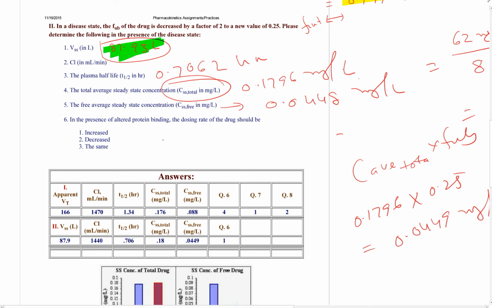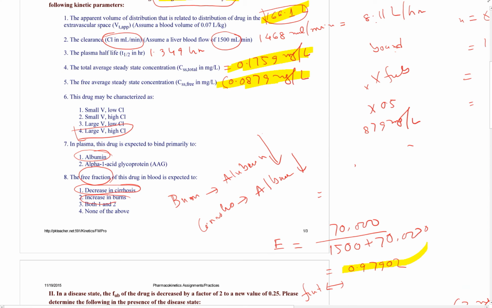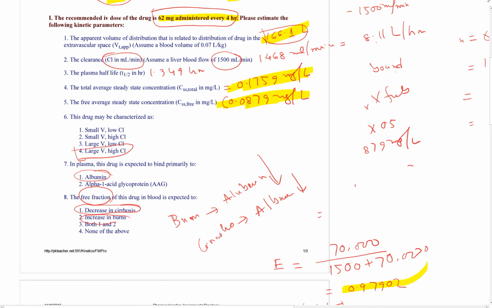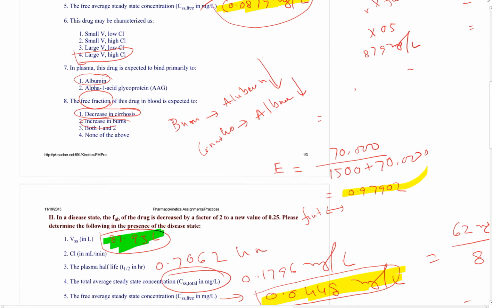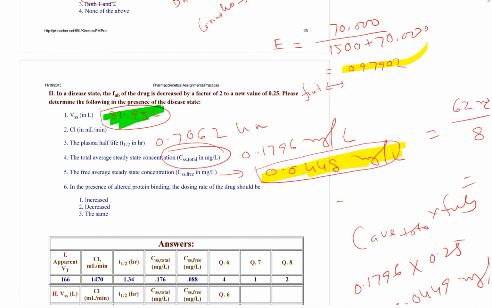As you can see, in the presence of altered protein, should the dosing rate increase, decrease, or will it maintain the same? You see here the free concentration. We know that free concentration is the drug concentration responsible for therapeutic effects. So this is the free concentration, but in healthy individuals free was this. You see the concentration has gone down, just half. So for this reason, if you want to maintain it, the dosing rate should be increased. Dosing rate should be increased.